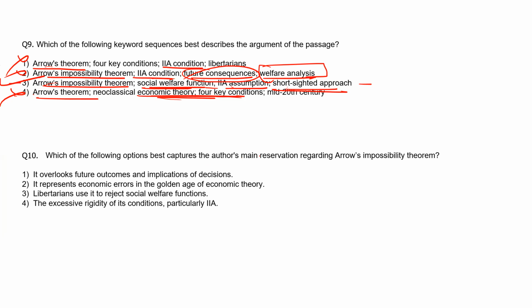Which of the following options best captures the author's main reservation regarding Arrow's impossibility theorem? So what is the author's main reservation?